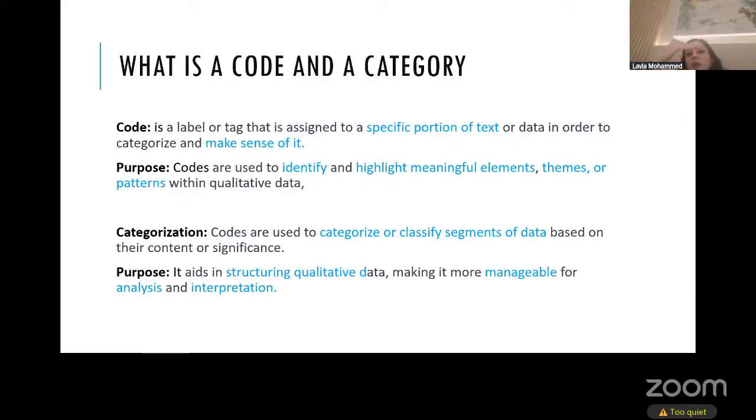If your supervisor asked, oh, can I see the process that you went through? I want to see your coding, your categorizing, your themes. I want to understand. They shouldn't see a large portion of text coded. This is not how it should be done. It should have little bits coded.